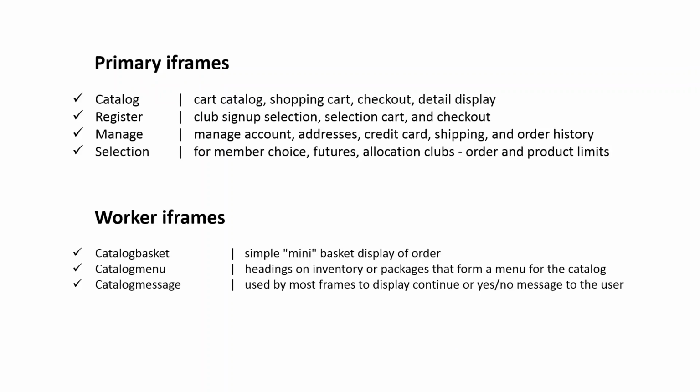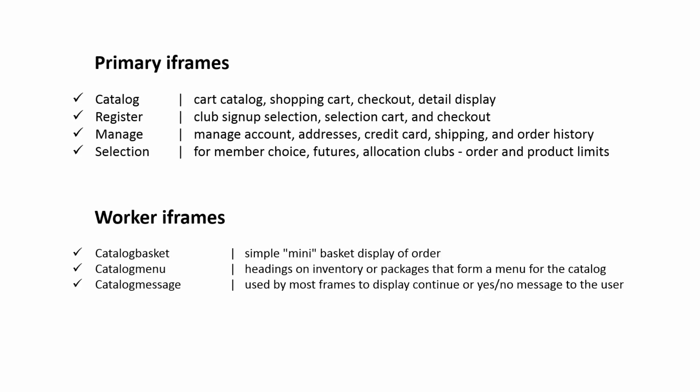The primary iframes are catalog, register, manage, and selection. Catalog is essentially the shopping cart. Register is for club sign up. Manage is for account management and order history and so on. The selection is used for member choice. And member choice includes allocation clubs and futures, and you can have order and product limits.